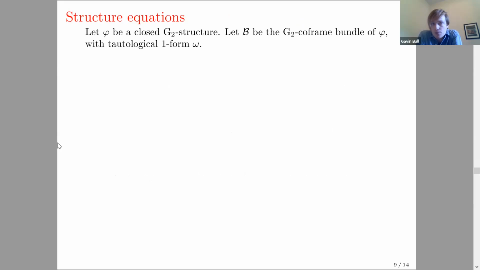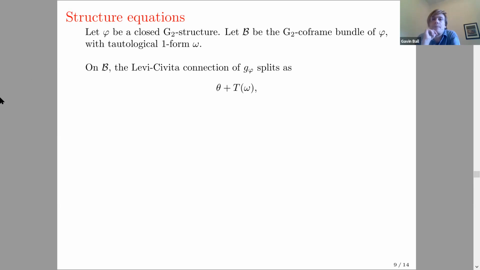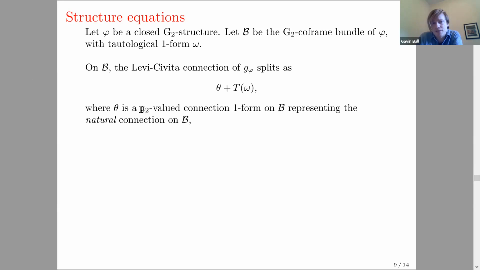So let phi be a closed G2 structure, just an arbitrary one for the time being. Let B be the G2 coframe bundle of phi, which is a principal G2 subbundle of the coframe bundle of my manifold. And let omega denote the tautological 1-form on B, restricted to B. So on B, the Levi-Civita connection is going to split into a piece theta, which takes values in the Lie algebra of G2. So the Levi-Civita connection should take values in the Lie algebra of SO7. And the Lie algebra of SO7 under the group G2 splits into 2 pieces: the Lie algebra of G2 and a piece valued in R7.